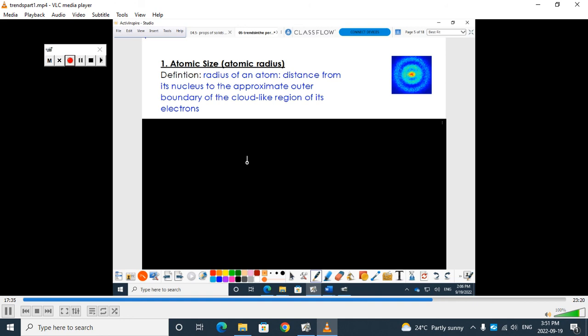So I've included this picture here, this blue picture, to try to emphasize the idea of cloud-like electrons, okay? I don't expect you to reproduce this picture. We'll talk about this more in grade 12, but just to get the idea that it is not the flat circles like Bohr would have said. So one of the graphs you're going to make in your assignment is atomic radius versus atomic number. And for our purposes, you can think of atomic radius essentially as atomic size.